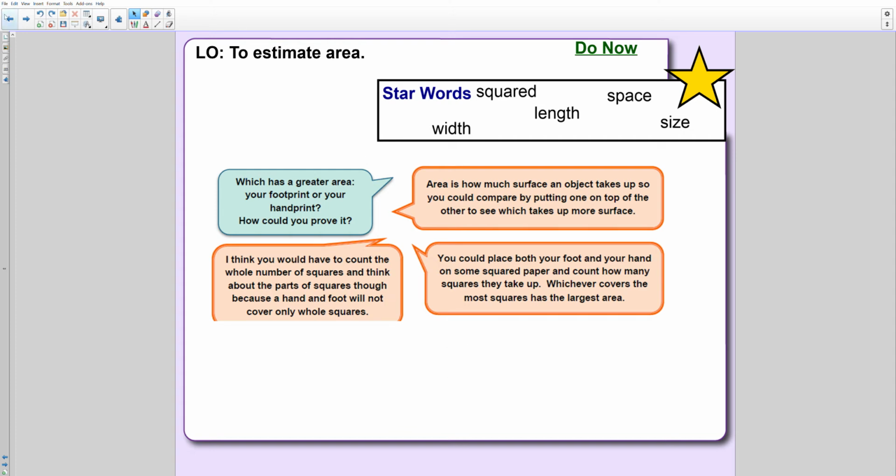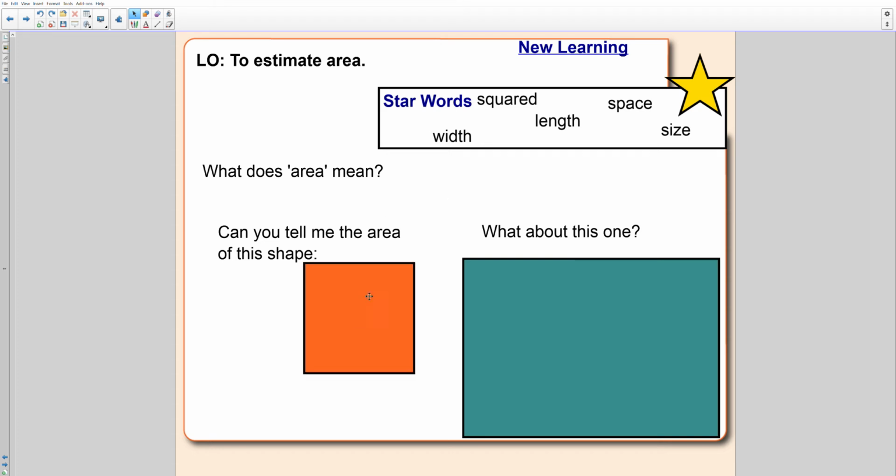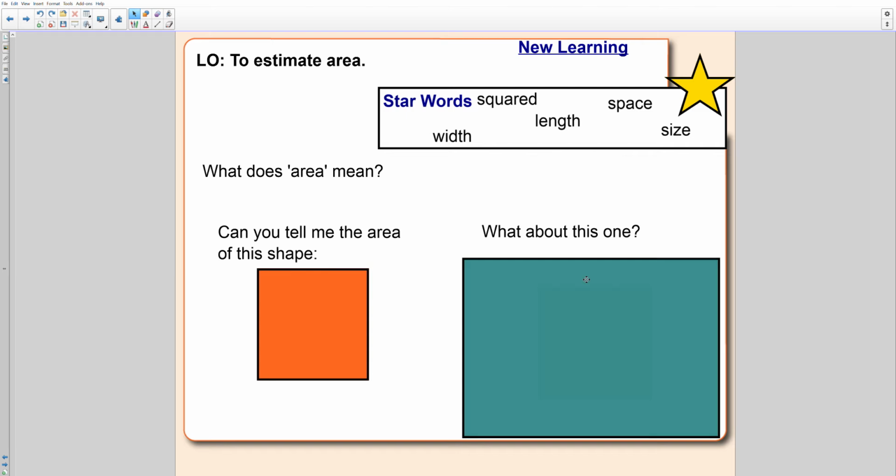And to do that, let's have a look at an example. Not with hands and feet, but thinking about some others. So can you tell me the area of this shape here? Well, no, not at the moment. I don't have any measurements. But what about this one here? Now it's on a grid.